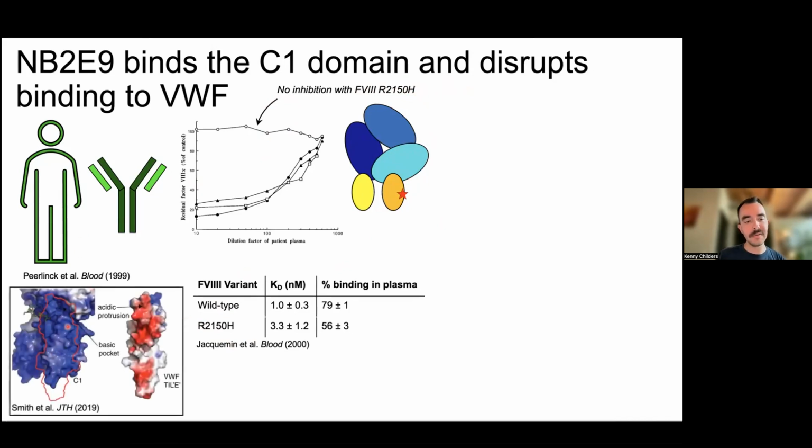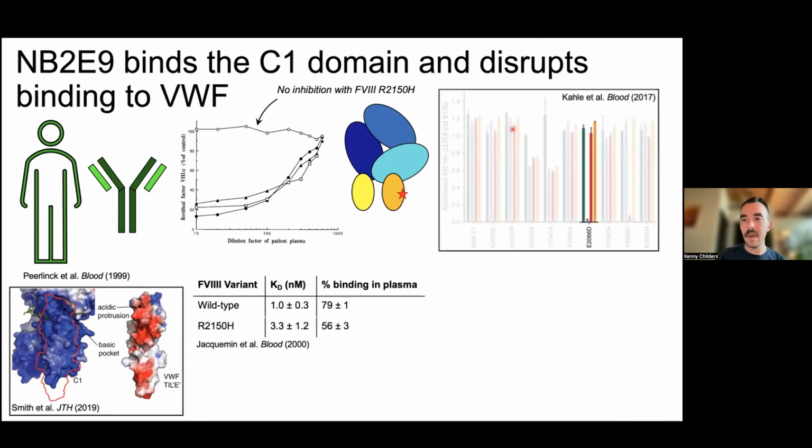So this is sort of the side angle of the C1 domain. This is where we think the acidic part of von Willebrand factor is going to bind to the C1 domain, and that's how those electrostatics are going to mediate that binding. Some binding studies that came out back in 2017 found that one single point mutation, a glutamate to an aspartic acid at 2066, can knock out all NB2E9 binding.